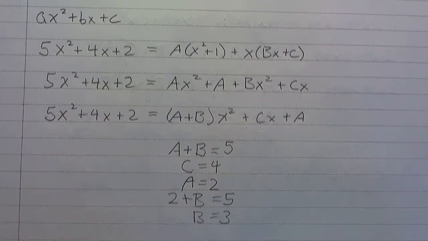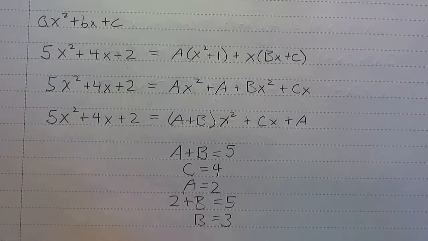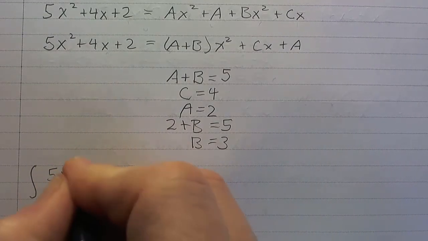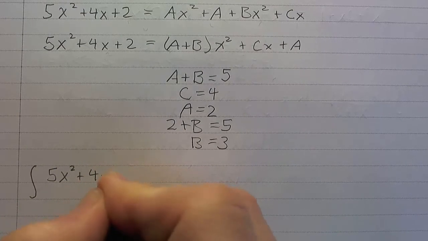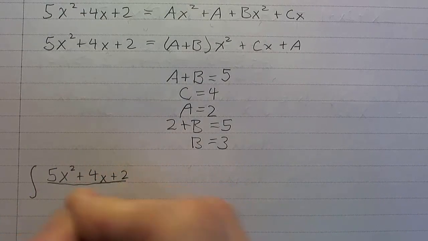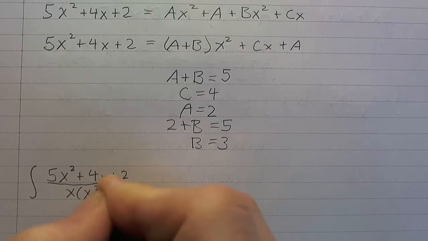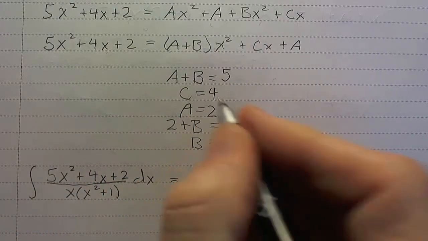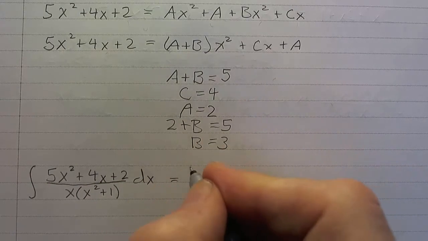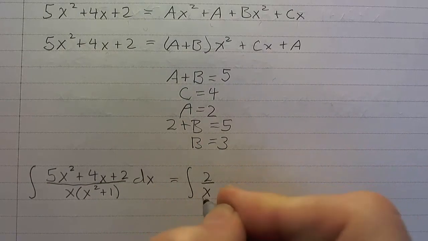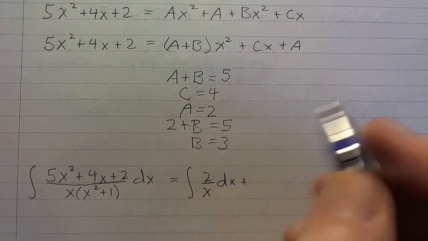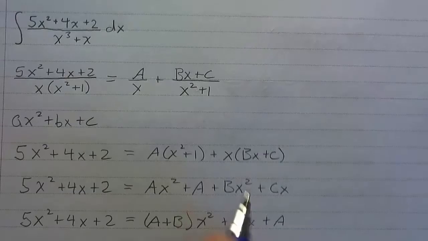Yeah, so now we can take our original integral, which was 5x to the second plus 4x plus 2 over x times x squared plus 1, and we can rewrite it this way. We've got a over x. Well, a is 2, so this is 2 over x plus, let's see here, b is 3. Well, remember, it's bx plus c over x squared plus 1.